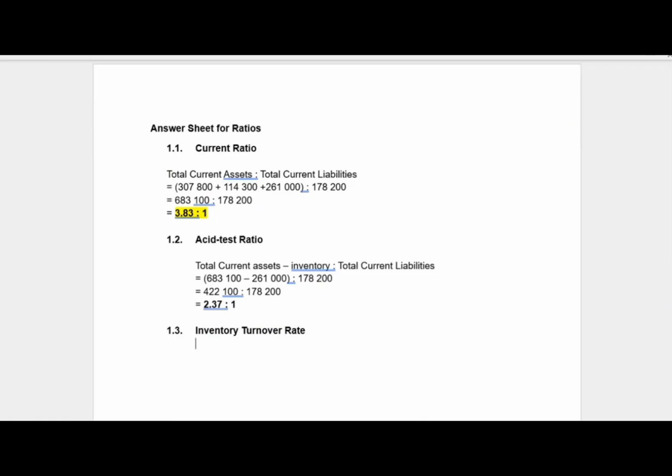What is the formula? The formula is cost of sales divided by average inventory. Average inventory, right? So now how do we calculate this? That is the formula, cost of sales divided by average inventory. So let's calculate this ratio after getting the format right, okay?